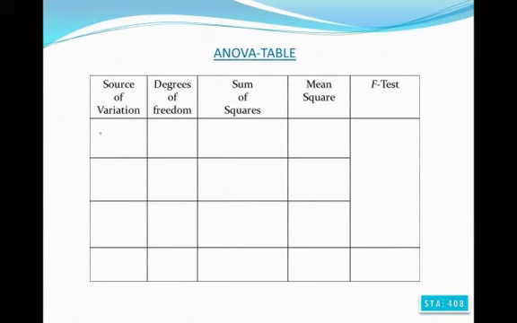Source of variation between treatments. Its degrees of freedom is 5 because there are 6 treatments, 6 minus 1 is 5. Source of variation between blocks. There are 4 blocks. Degrees of freedom would be 4 minus 1, 3. And error, its degrees of freedom is 15. Total degrees of freedom is 23.